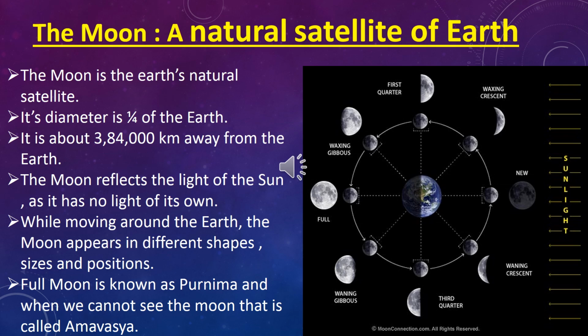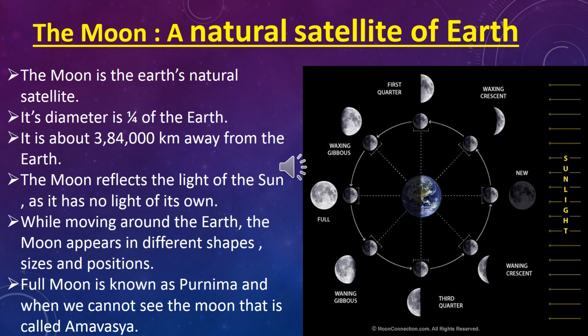The Moon reflects the light of the Sun as it has no light of its own. It doesn't have light. It borrows light from the Sun and it reflects that. It does not have any atmosphere. We can see only one side of the Moon. The gravitational force of the Moon is 1/6 of the Earth. A person who weighs 100 kg will weigh only 16.6 kg on the Moon because of the gravitational force.